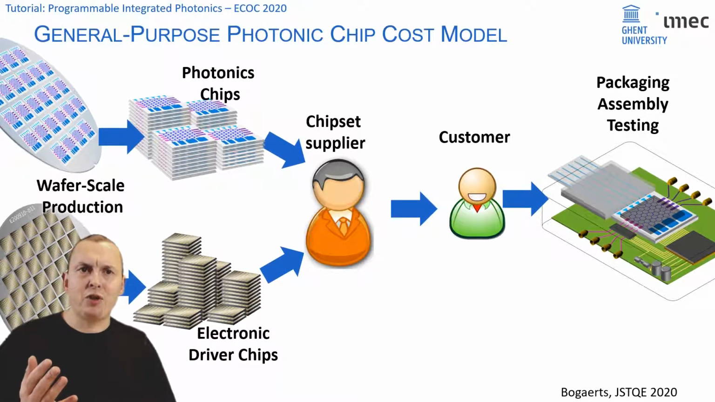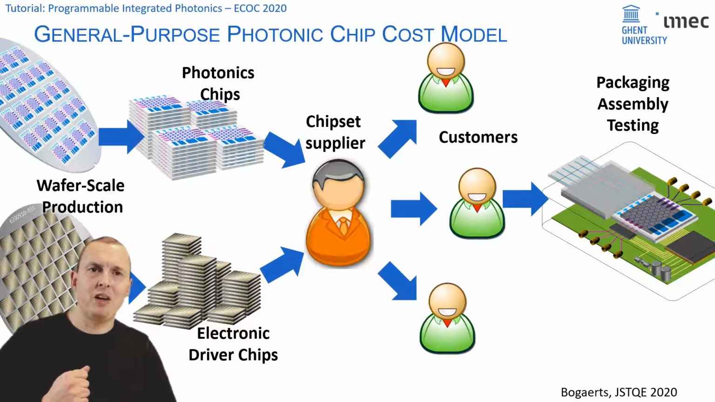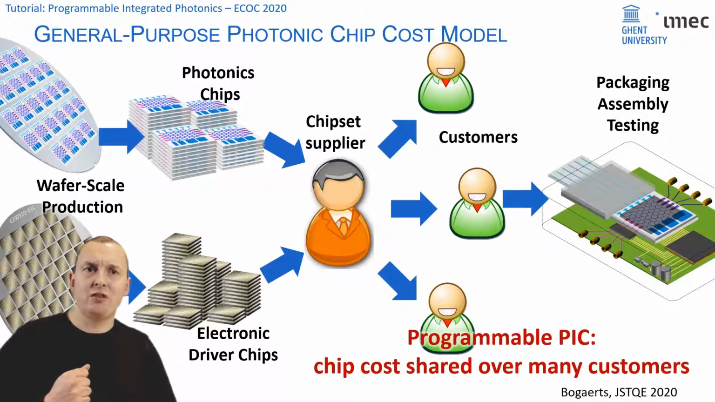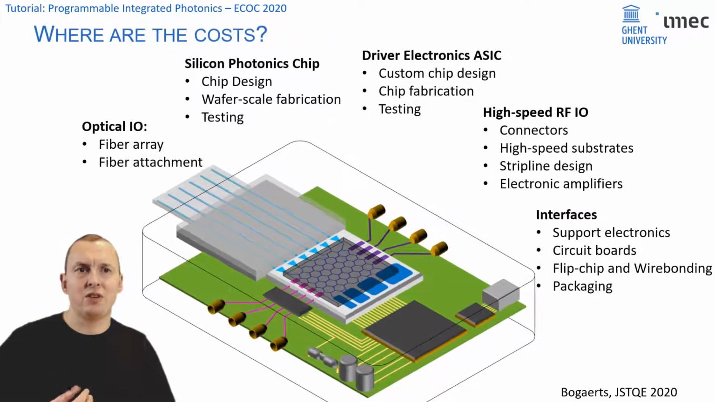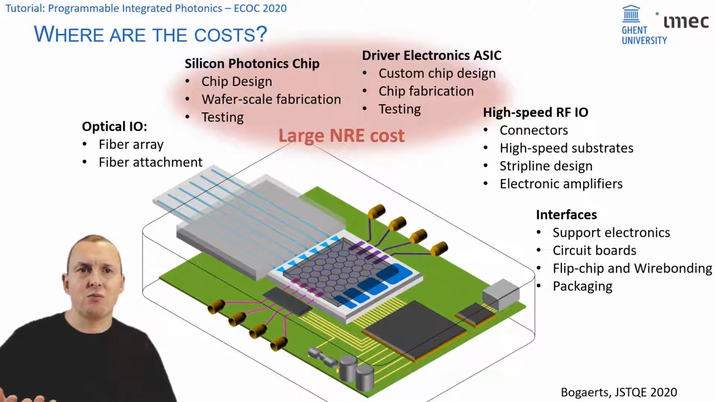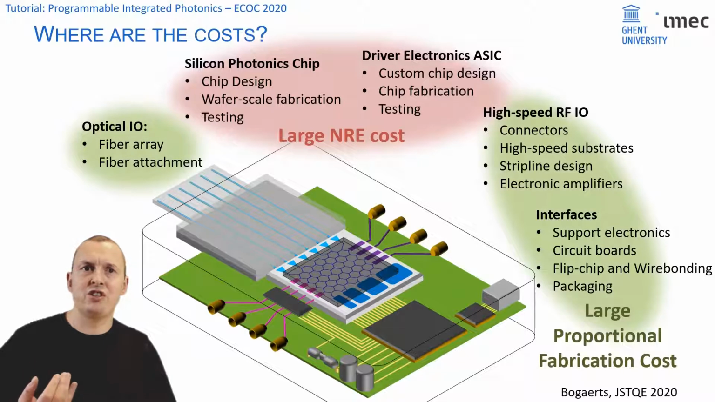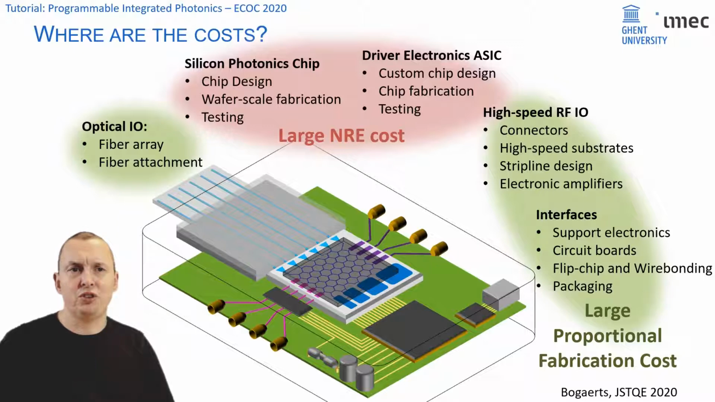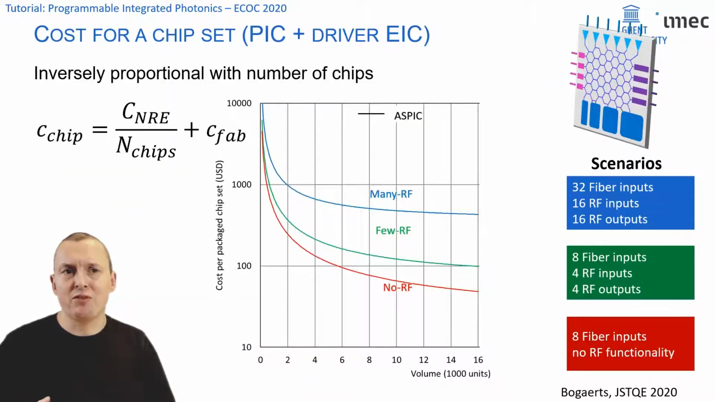However, if you have a general purpose chip that can be used by many customers, that means that a lot of the costs can now be split. All the non-recurrent engineering costs are shared by the many customers. So where are these costs? Well, you have the chip fabrication, like the silicon photonics and the driver electronics. These are largely non-recurrent engineering costs. While the packaging and the optical I/O is usually, at least at this stage, quite proportional to your number of chips.